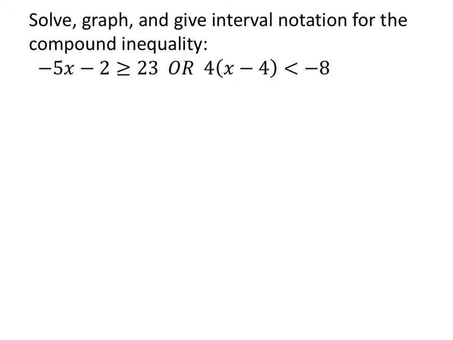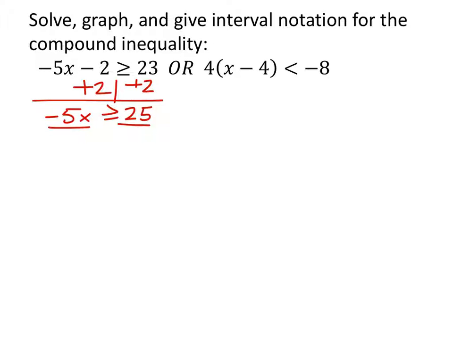Alright, in this example, I am going to have to flip one of the inequalities because I'm going to end up dividing both sides of the inequality by a negative. So I'm going to show the work for that. And I'm going to start with the left one. -5x minus 2 is greater than or equal to 23. So just after performing the first principle of equality, I've got -5x is greater than or equal to 25.